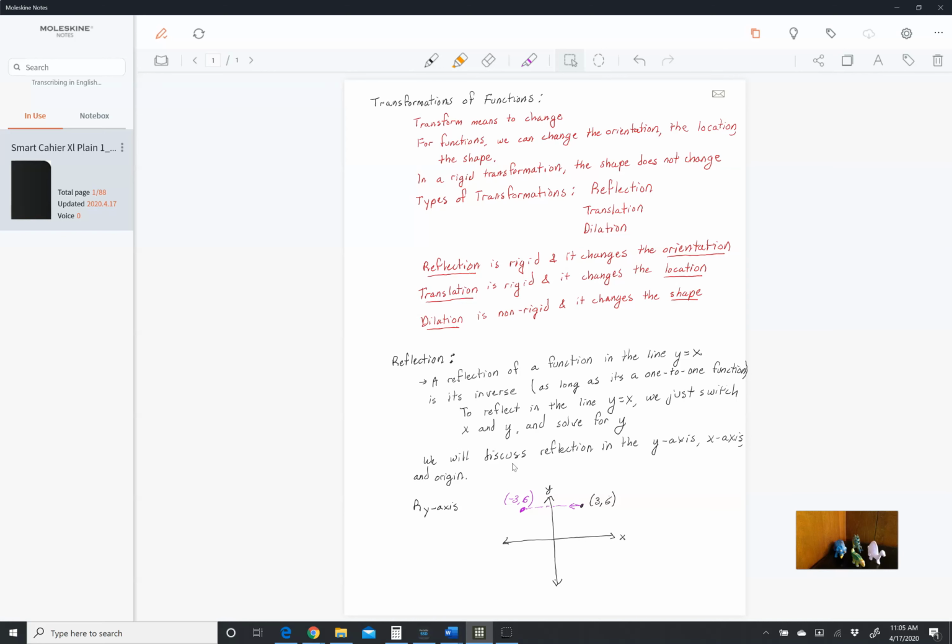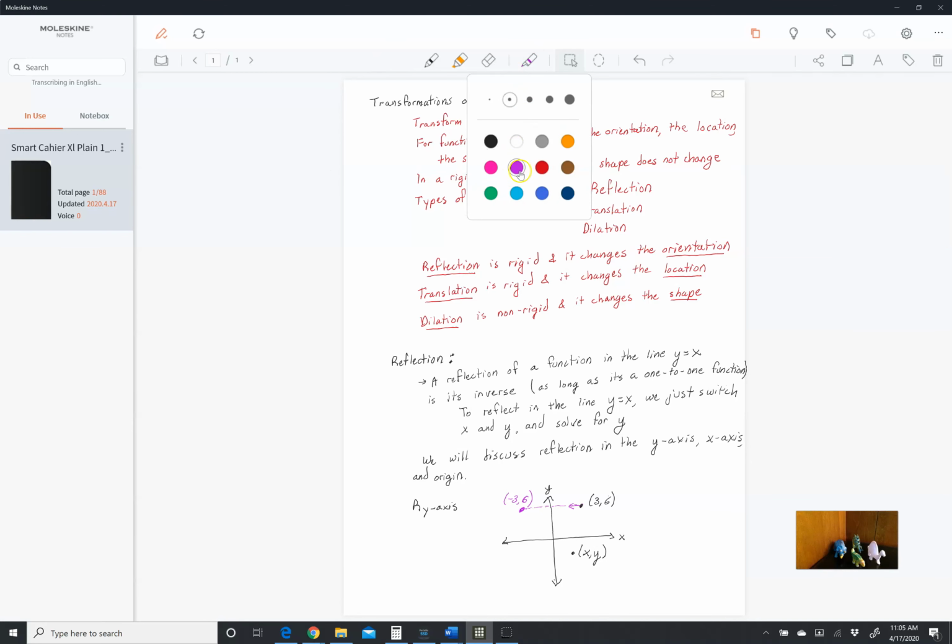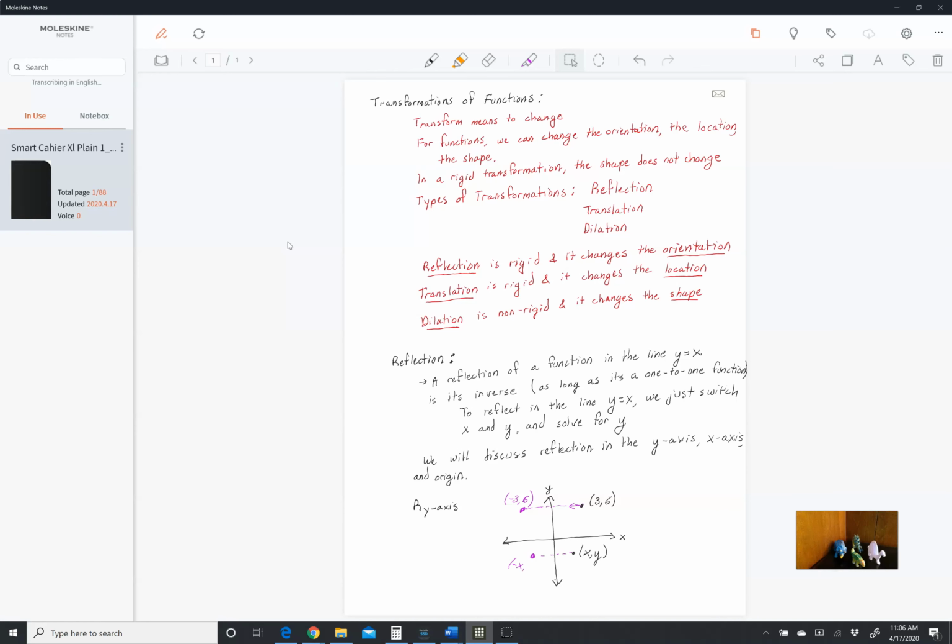So let's generalize this then. Let's say that we have any point, x comma y. So it doesn't matter where it is on the axis. So I'm putting it down here because it makes no difference. And we do exactly the same thing. We're standing on this point, facing the y-axis, and here's our new point. And we're saying, okay, what are the coordinates of that new point? Well, the x is changing sign. So it becomes negative x. The y is the same.